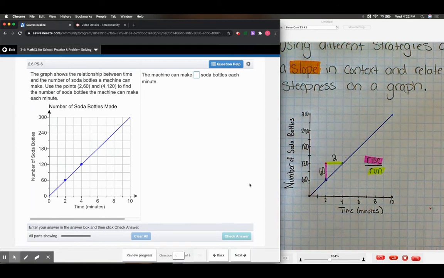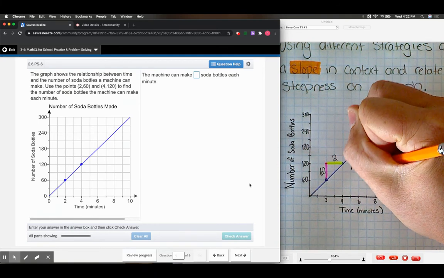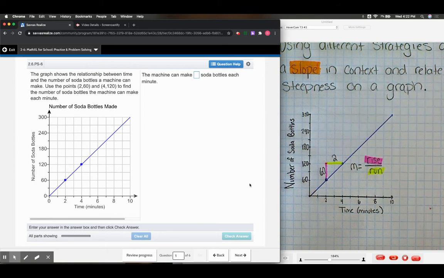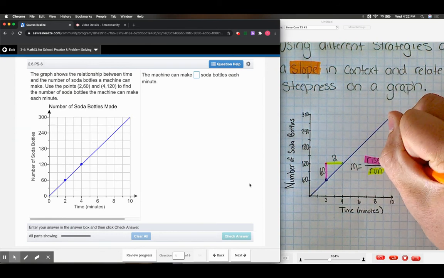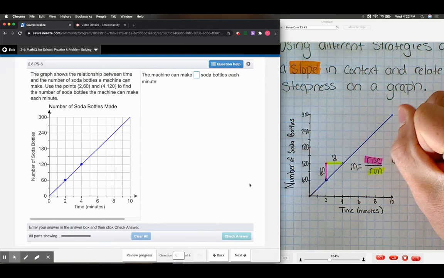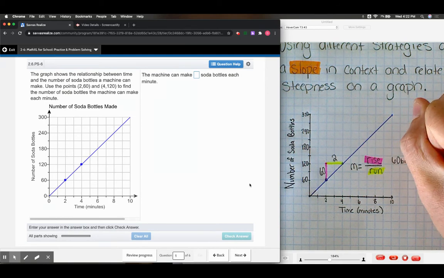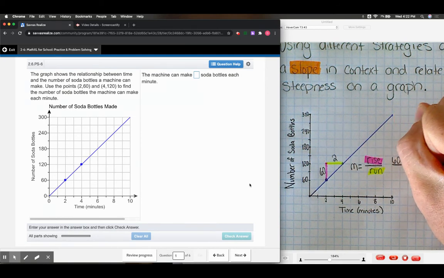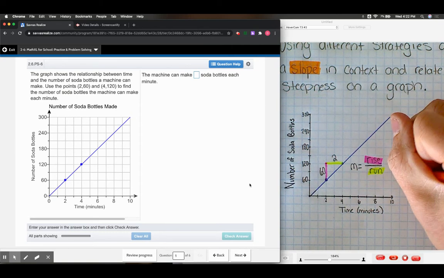So when I make my unit rate, or my slope, which is represented by the letter M, I'm going to say that the rise is 60 bottles, or the change is 60 bottles are made every 2 minutes.